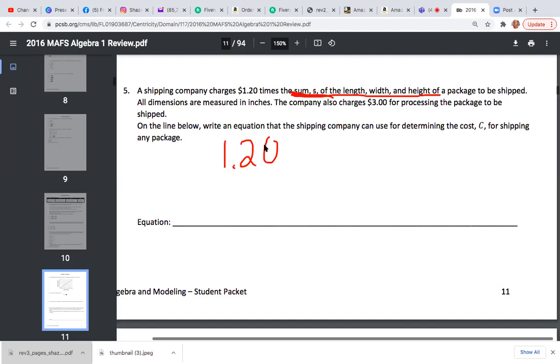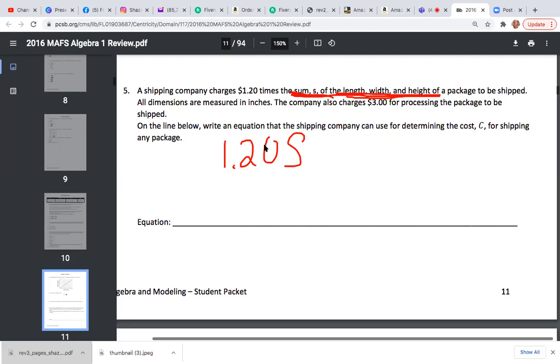So on this one right here, they're going to do $1.20, okay, times the sum, which is S. That S represents the sum of all these three measures here, the length, the width, and the height. They're not asking you to write a separate letter for each one. They're telling you S represents all of them added up together, guys. And then they multiply it by S, and then they charge a processing fee. The processing fee is always the same.